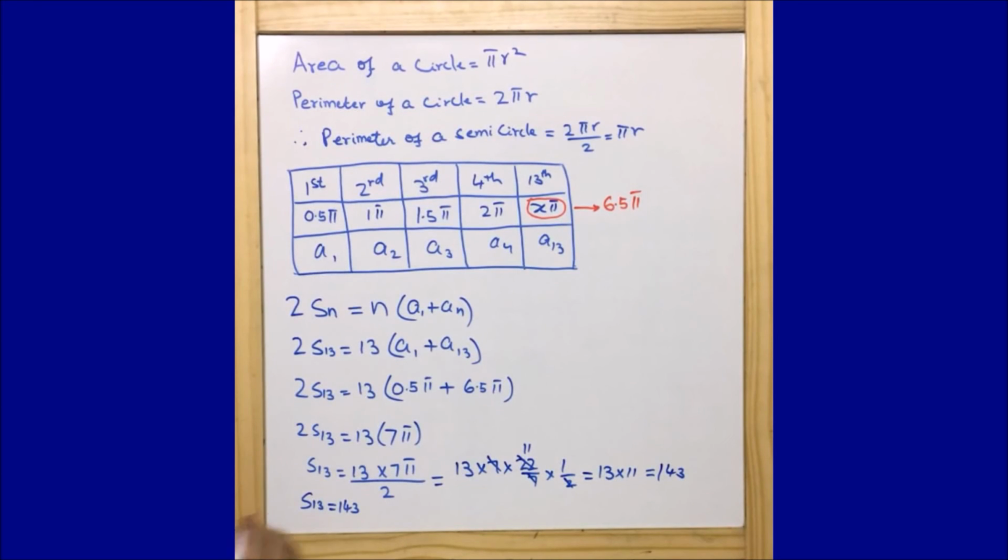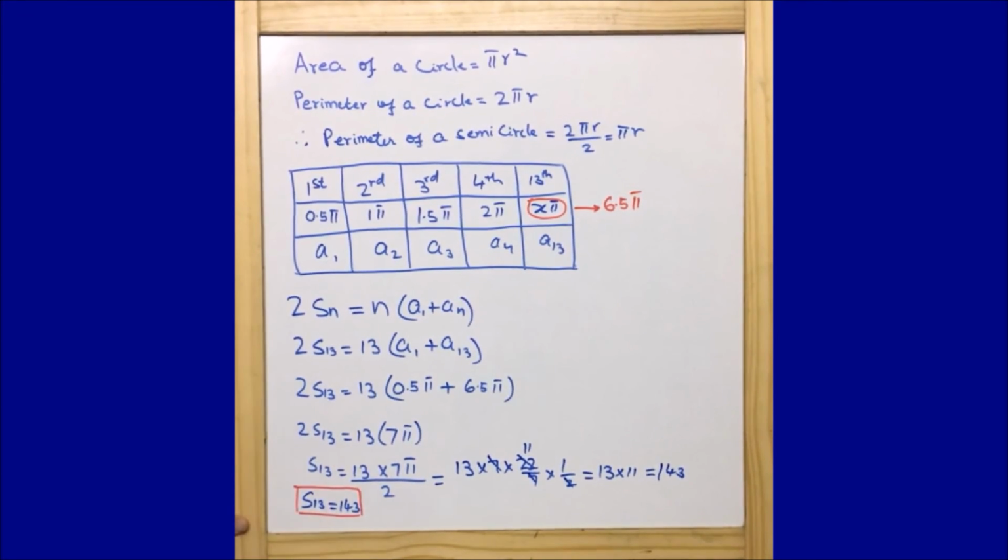So that's the answer, because the question asks us to find out the total length of such a spiral made up of 13 consecutive semicircles. So we can write the total length of such a spiral made up of 13 consecutive semicircles is 143. Hope guys you understood this calculation. This calculation is very easy. Once you get the direction, or once you understand this question, it will be very easy for you to move ahead.